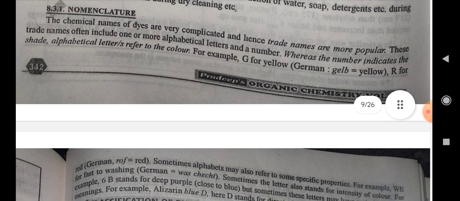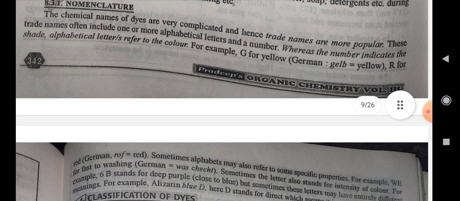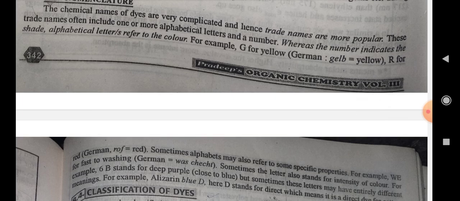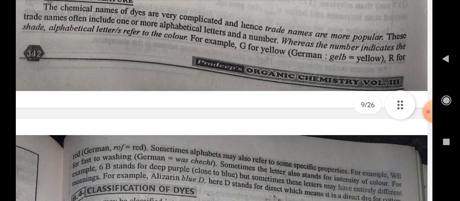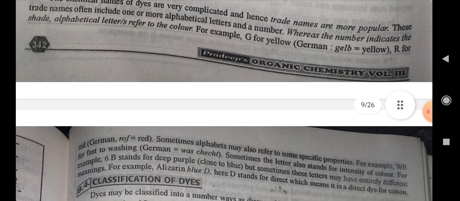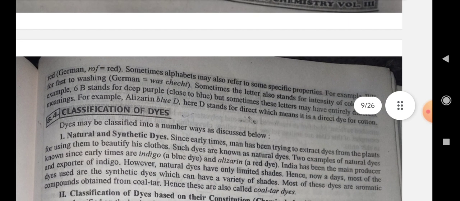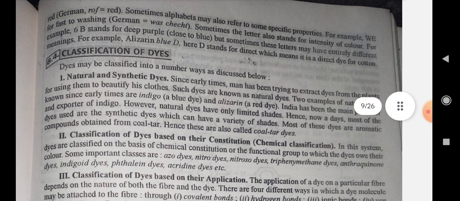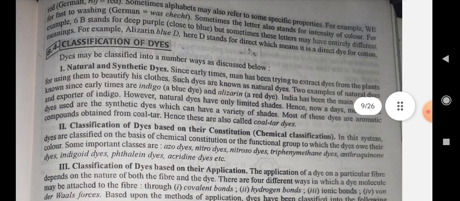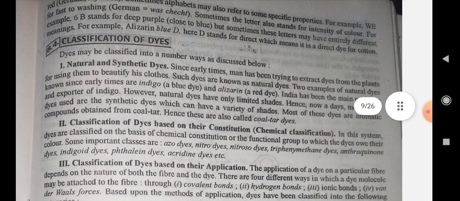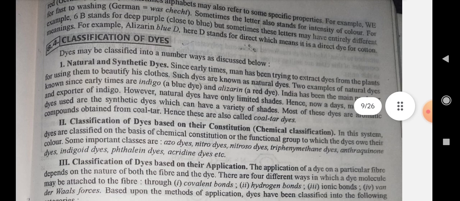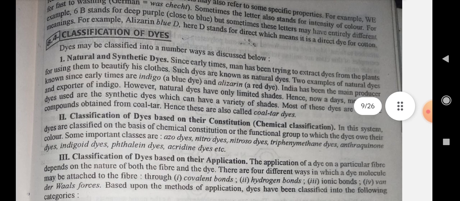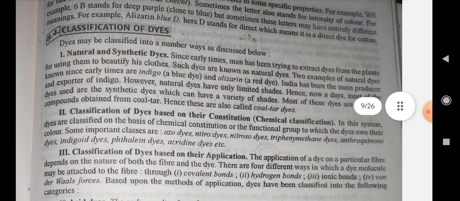Nomenclature. The chemical names of dyes are very complicated and hence trade names are more popular. These trade names often include one or more alphabetical letters and a number, where the number indicates the shade. Alphabetical letters refer to color, for example, G for yellow, R for red, and sometimes the letters may also refer to some specific properties, for example, W for fast to washing. Sometimes the letter also stands for the intensity of color, for example, 6B stands for a deep purple color. But sometimes these letters may have entirely different meanings, for example, in alizarin blue D, D stands for direct, which means it is a direct dye for cotton.